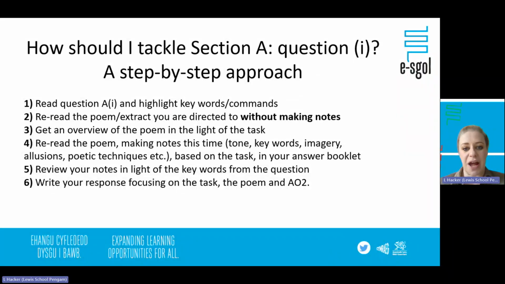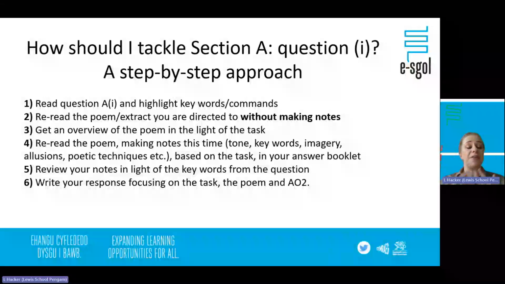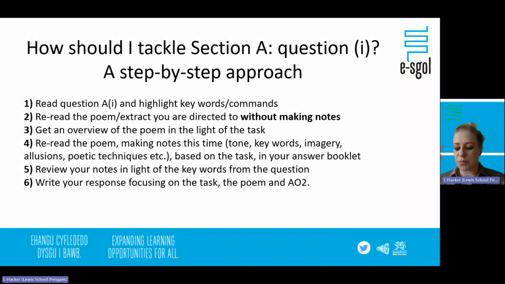Reread the poem or extract that you are directed to without making notes. So just have a little look at the poem or extract that's been named, have a read through, keep calm. Okay, while you're reading then, step 3, get an overview of the poem in light of the task. Okay, so as you're reading, just keep what the task is asking in your mind at the same time. Okay, so you can start to get some ideas together.